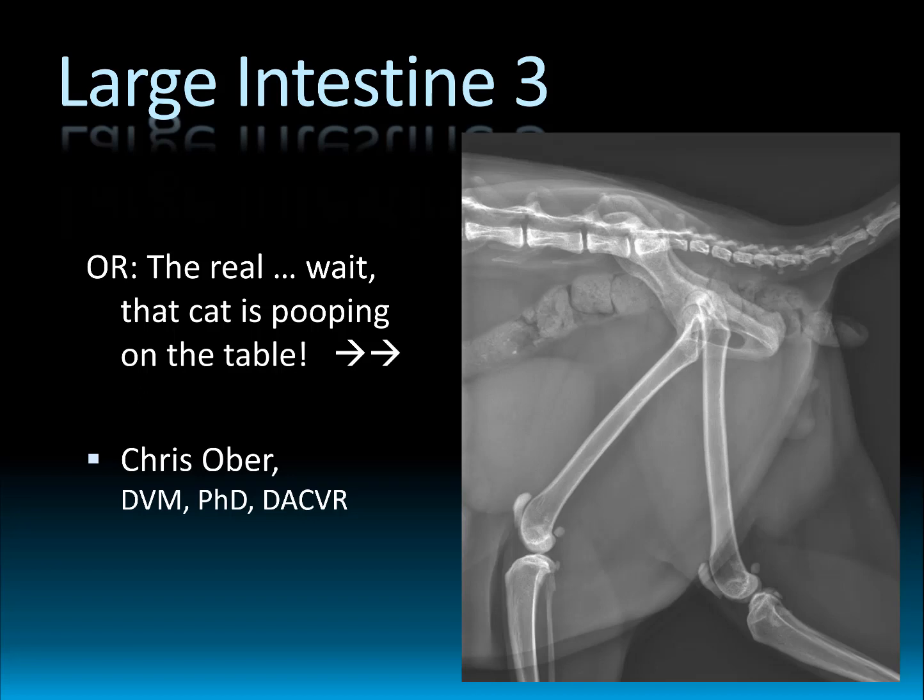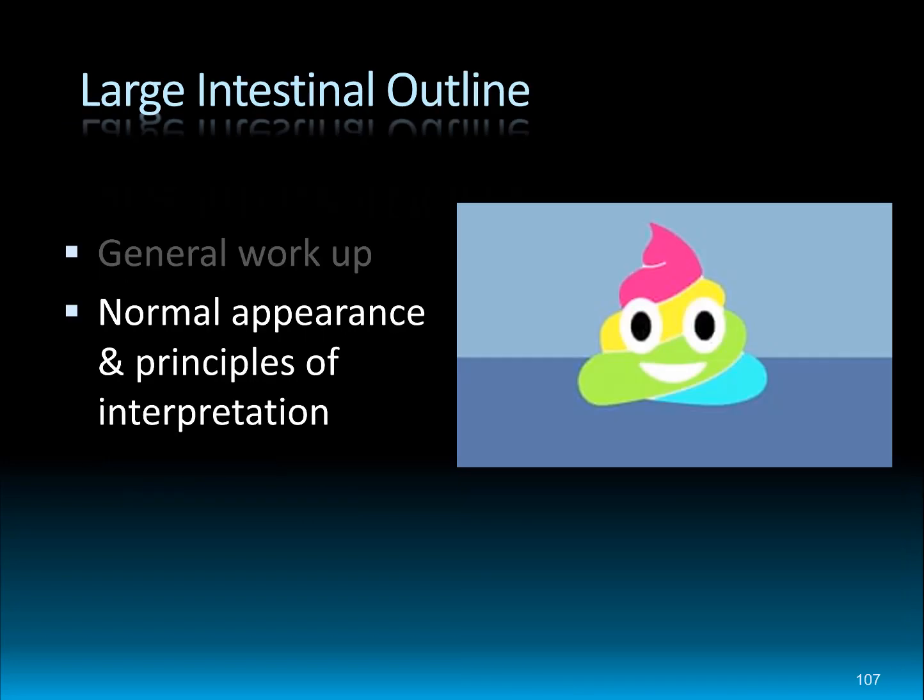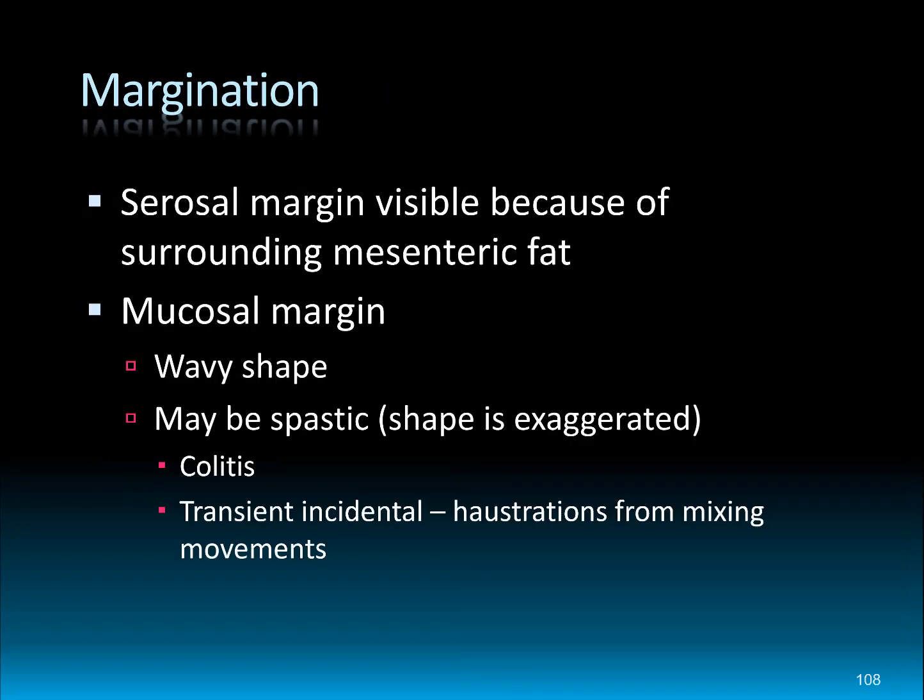Here with the last lecture on radiography of the large intestine, I'm going to talk about a few more diseases of the large intestine, then kind of wrap it up. Looking at the margin of the large intestine, the visibility of the serosal edge relates to the peritoneum surrounding the colon, just like with every other organ. So we usually see the serosal margin because there's mesenteric fat around it.